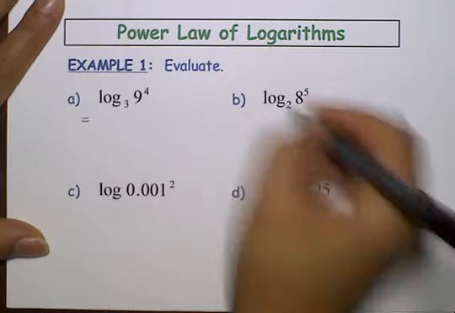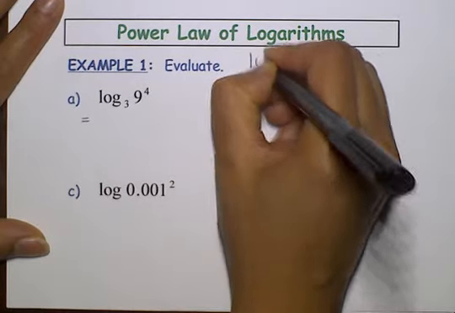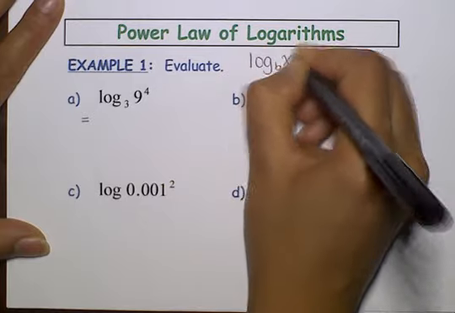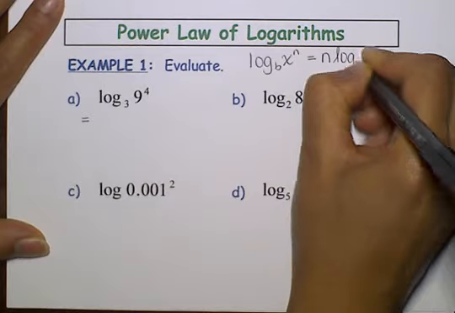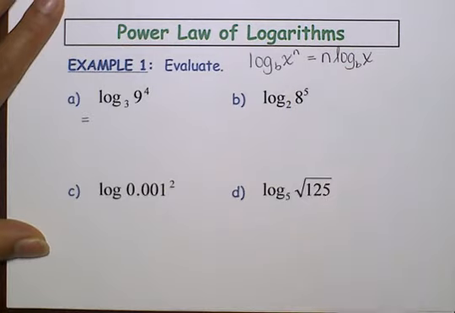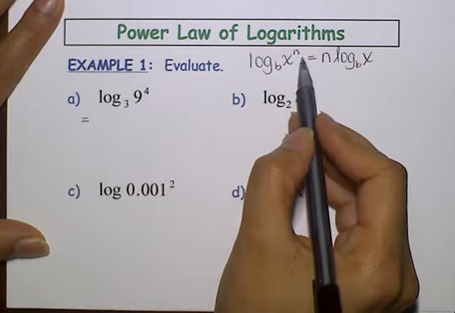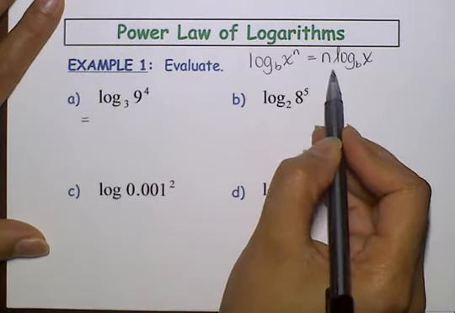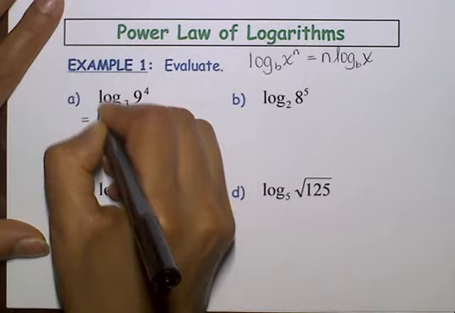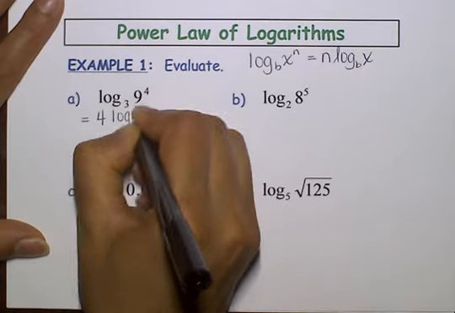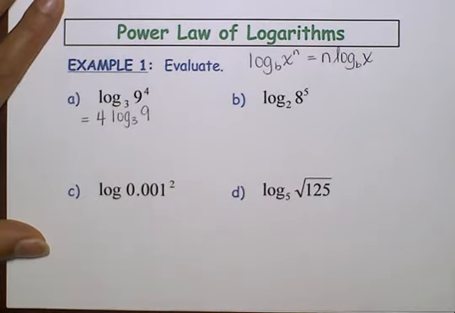Just to remind you what the power law looks like: log base b of x to the exponent n is equal to n log base b of x. So I'm going to take the exponent part and use it as the coefficient of the logarithm, and then use that to help me evaluate. Here I can rewrite this as 4 times the log base 3 of 9. Makes my work a little bit nicer.